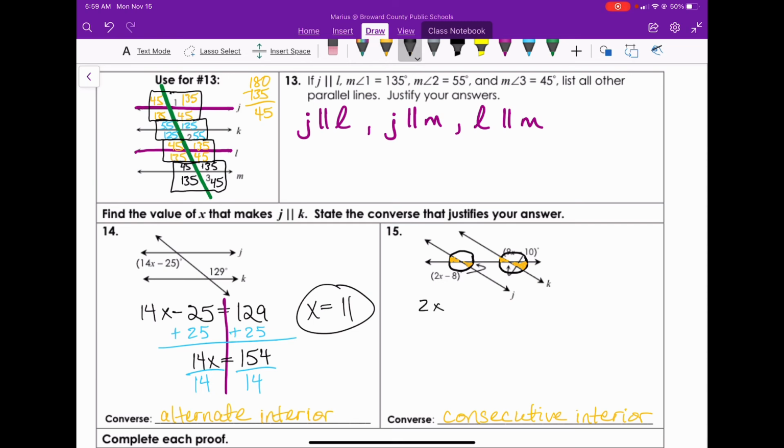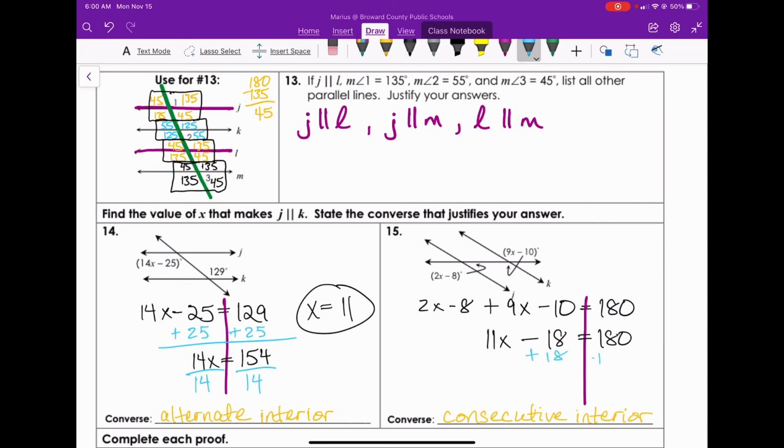So that means that 2x minus 8 plus 9x minus 10 is equal to 180. And then from here, once again, we're going to solve for x. So we're going to combine our like terms. 2x and 9x make 11x. Negative 8 and negative 10 make negative 18. And we're going to set that equal to 180. We're going to add 18 to both sides, which is going to become 11x is equal to 198. And our final step is to divide both sides by 11. So 198 divided by 11 is equal to 18.